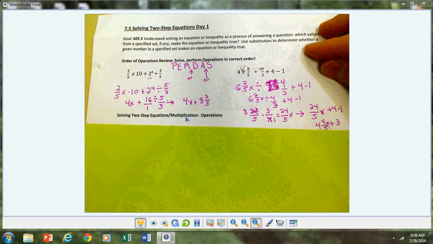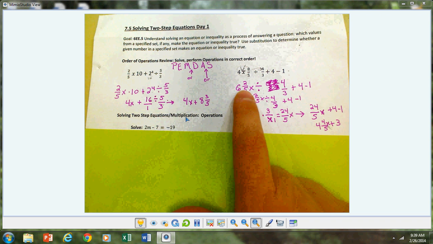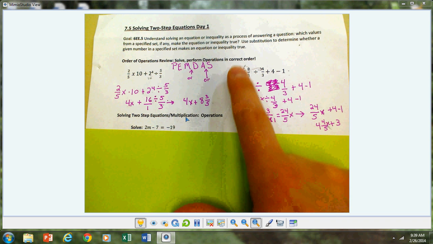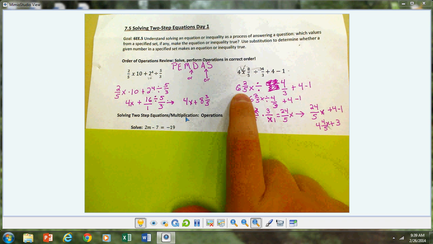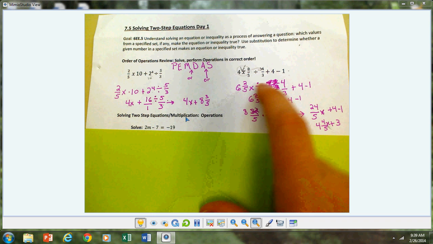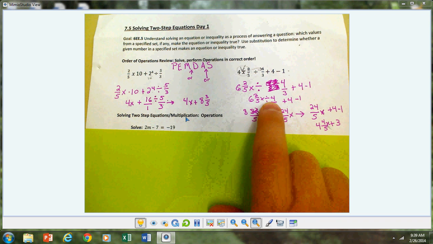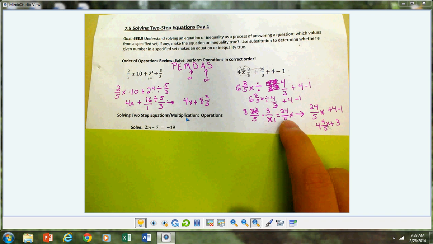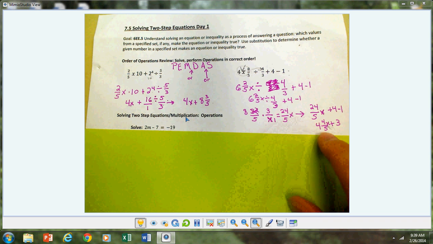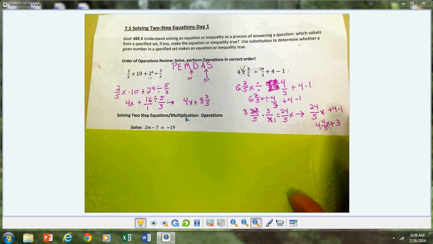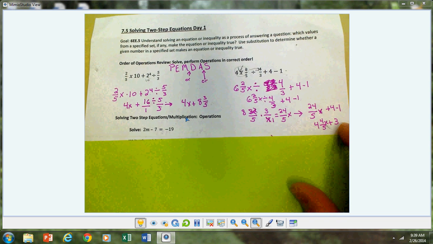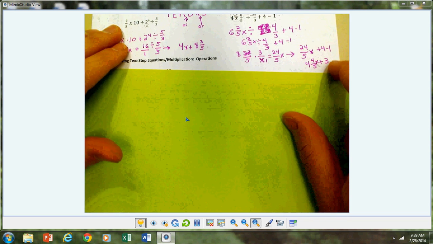Over here on the opposite side, I do my multiplication first. 4x times 8/5, and I end up with 6 2/5 x. Then I would divide that by 4/3, and I end up with 24 over 5x plus 4 minus 1. So I end up with 4 4/5 x plus 3. So that's that order of operations that you need to follow.